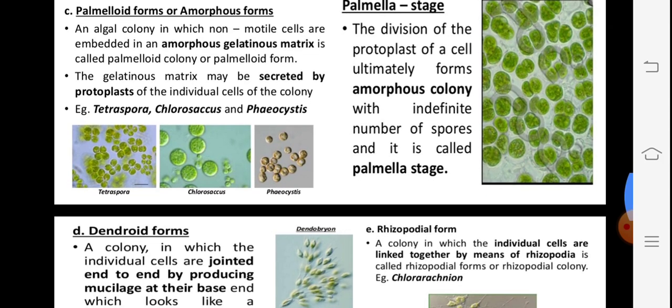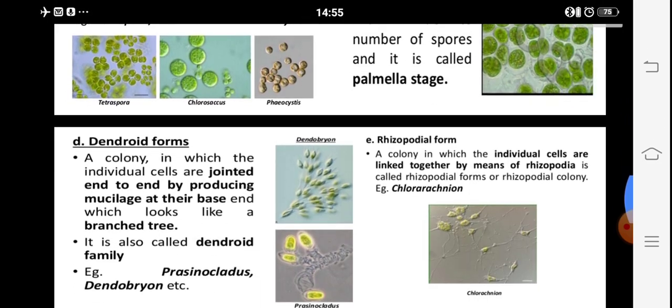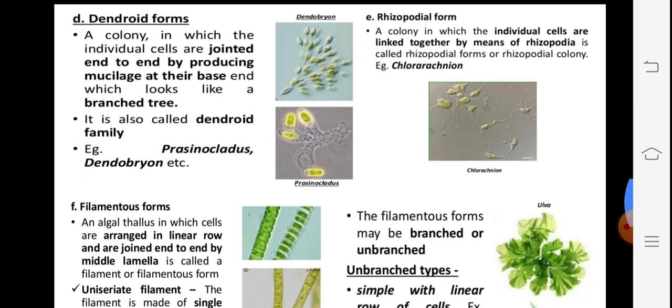Then in palmelloid forms or the amorphous stage, some good examples are Tetraspora, Chlorosarcina, and Phaeocystis. They are seen in the palmelloid forms. Next, dendroid forms are there. Dendroid shows a form that looks like a branched tree. So it is called dendroid. Examples are Prasinocladus or Dendrobryon. Then rhizopodial forms show rhizopodia. This shows Chlorochytrium, right?